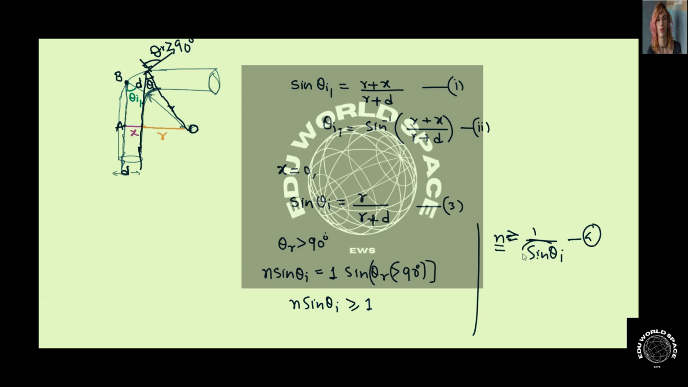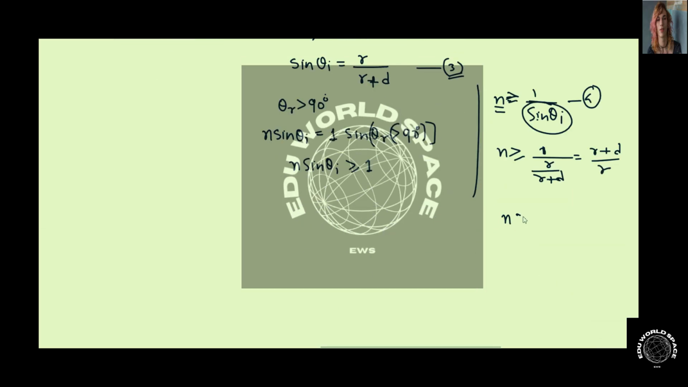Now the value of sine theta I we know from equation number 3. Putting this value over here, we can write n should be greater than or equal to 1 upon r upon (r plus d), which I can simplify and rewrite as (r plus d) upon r. And as we want to find out r, let us further simplify this relation. n is greater than or equal to 1 plus d by r, and if I take 1 to this side and solve for r, then r is greater than or equal to d upon (n minus 1).